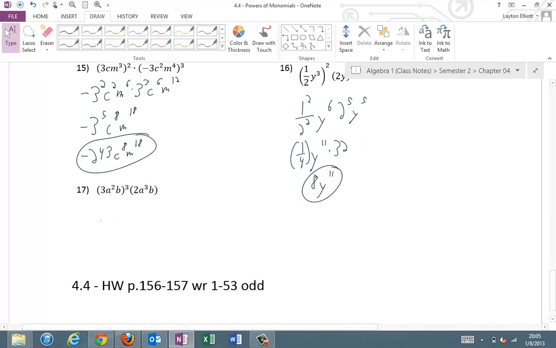Finally, number 17, 3 cubed, a to the 6th, b to the 3rd, then I have a 2, a cubed, b. 3 cubed is 27, 3 cubed is not 9, don't ever make 3 cubed be 9. 3 cubed is 27, 27 times 2 is 54, a to the 6th and a to the 3rd, you add the exponents to get a to the 9th, b to the 3rd and b gives us b to the 4th. And we're done.